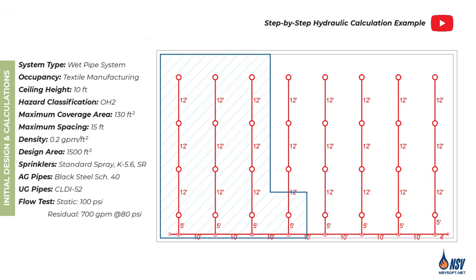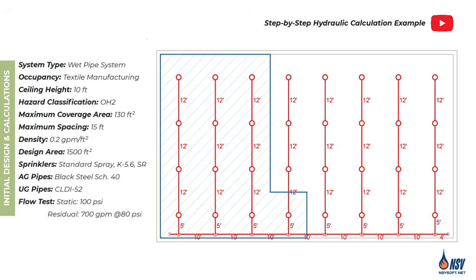At this stage, we estimate the pipe sizes. As explained in the step-by-step video, the initial pipe size selection is arbitrary. We may choose sizes based on the pipe schedule method or any other order. Using these assumed sizes, we calculate the system demand. If the water supply can support the demand, the initial pipe sizes are acceptable.